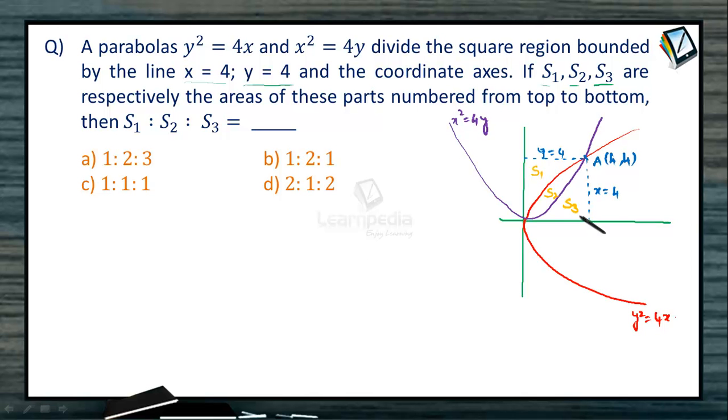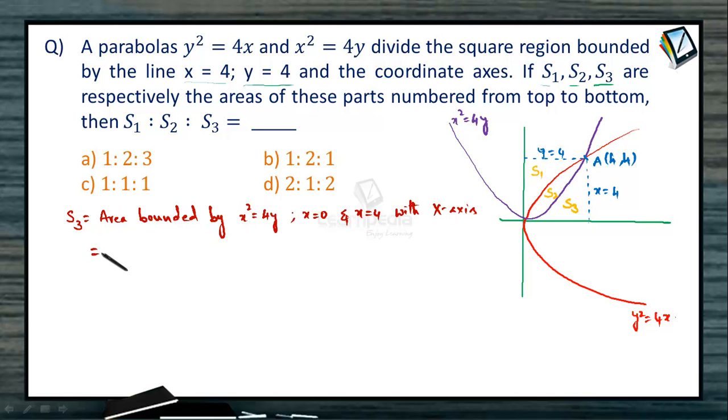Now we need the ratio of these regions. So before we find the ratio, first let us calculate the area covered by S1, S2 and S3. Clearly S3 will be the area bounded by which curves? The curve x square equal to 4y, the y-axis and the line x equal to 4. So it is the area bounded by x square equal to 4y with x equal to 0 and x equal to 4, with the x-axis.